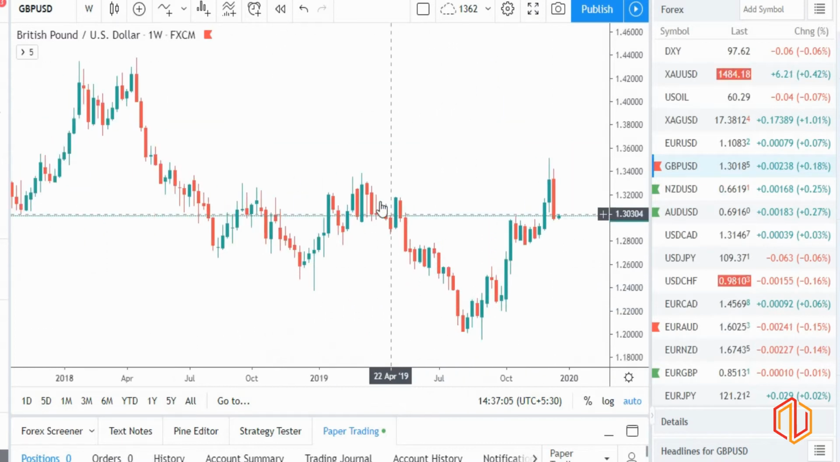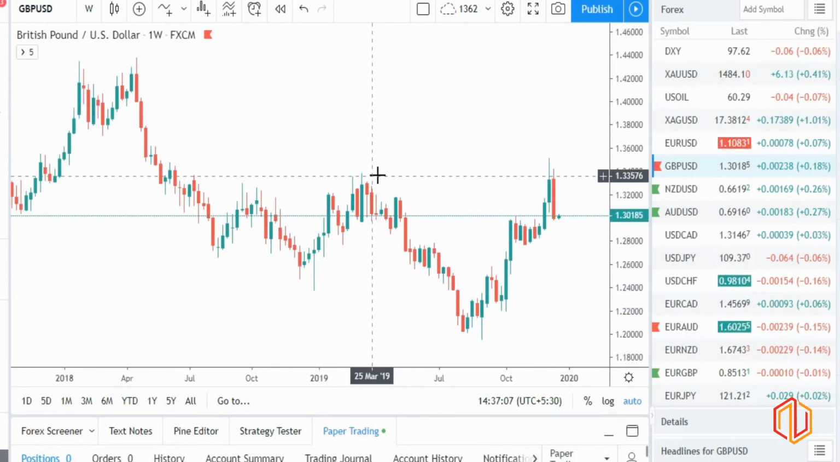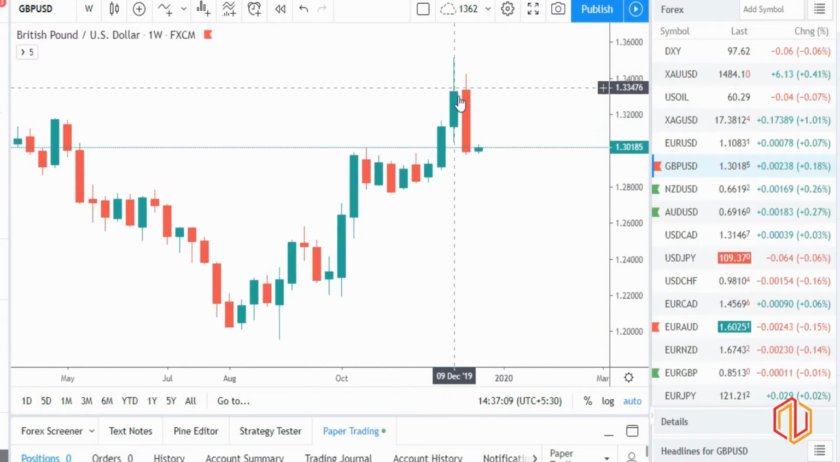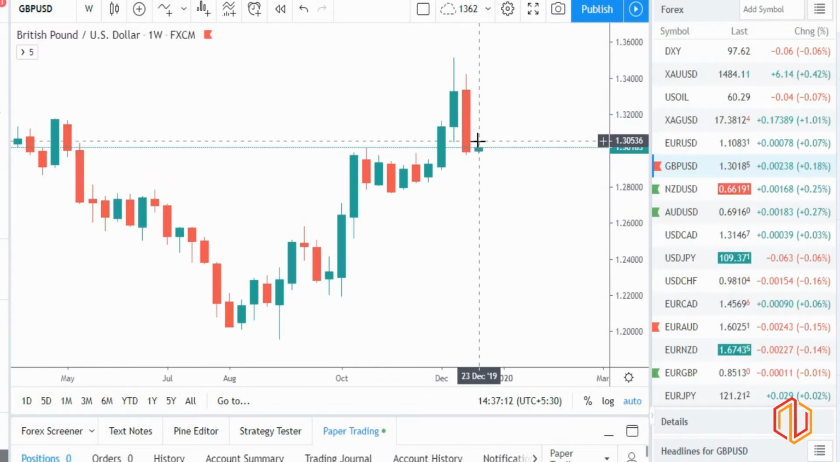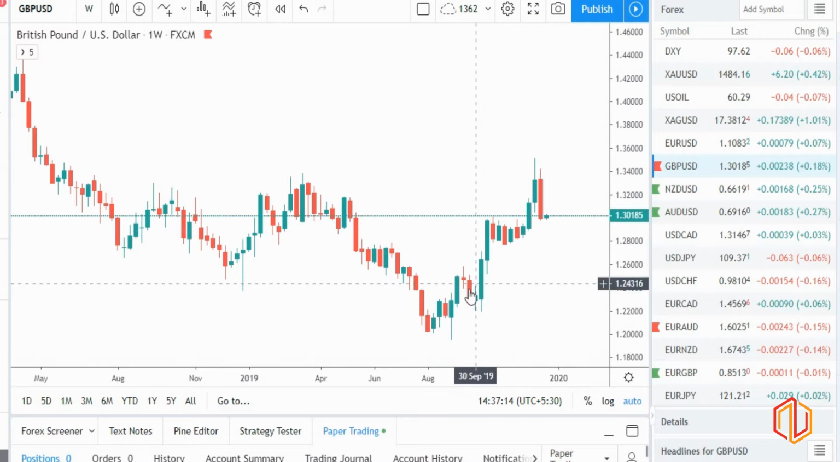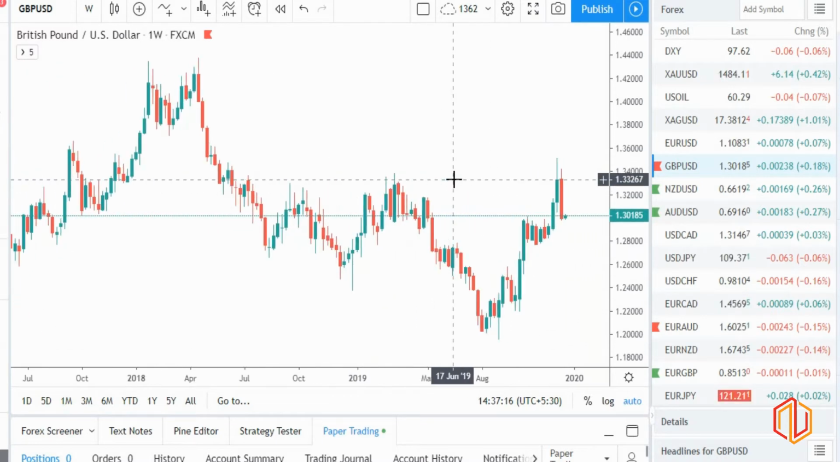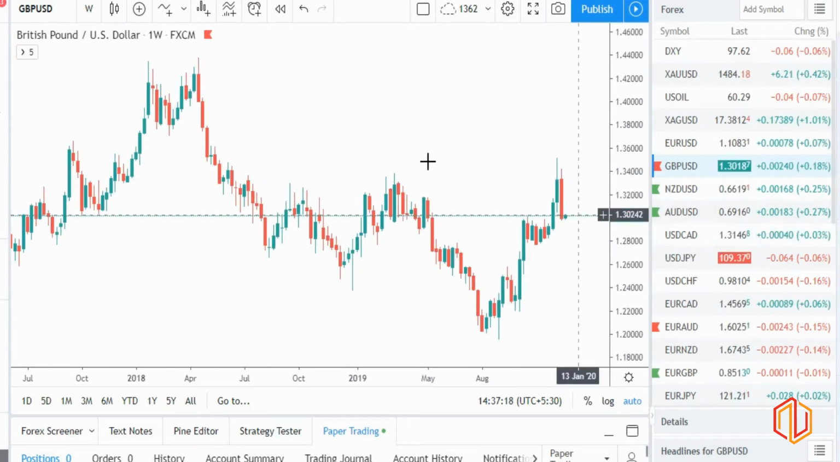GBP USD, on the other hand, if you see, had tested the resistance and then given us a very strong engulfing candle, right? Also, it has been trending; it is not sideways. So GBP USD is strongly bearish for this week.